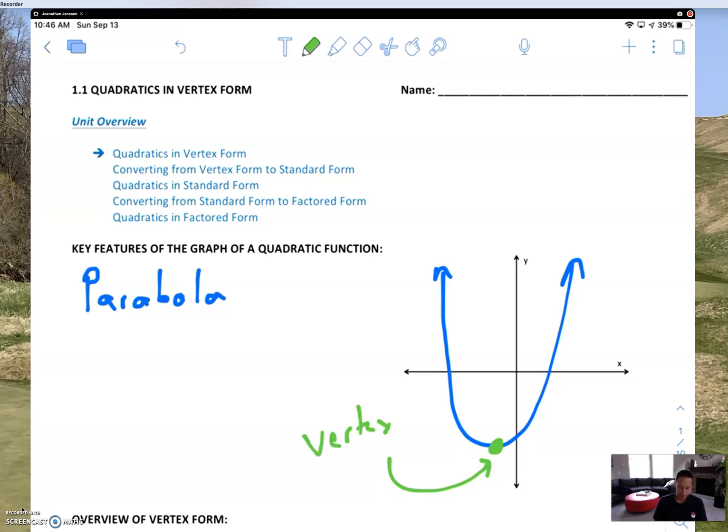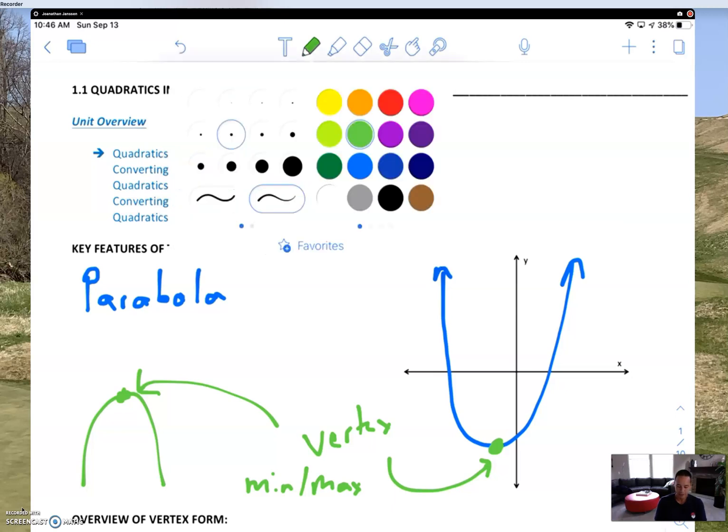vertex. And a vertex is sometimes on the bottom, but you can imagine if a parabola opens upwards and downwards, it changes whether it's on the top. So this is also the vertex. It's either called a minimum if it's on the bottom, or it's called a maximum if it is up on the top. So you might hear the words minimum and maximum. That just means it's the vertex.